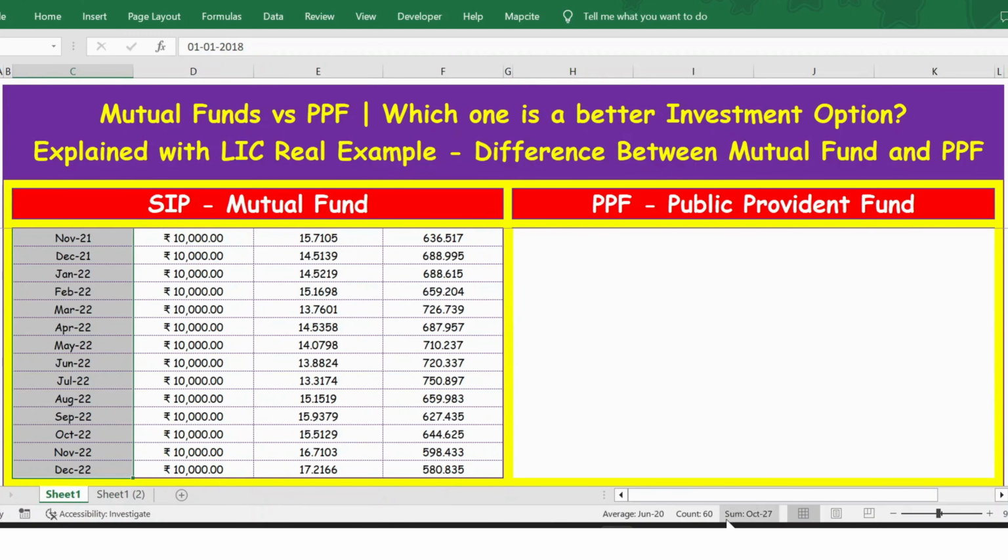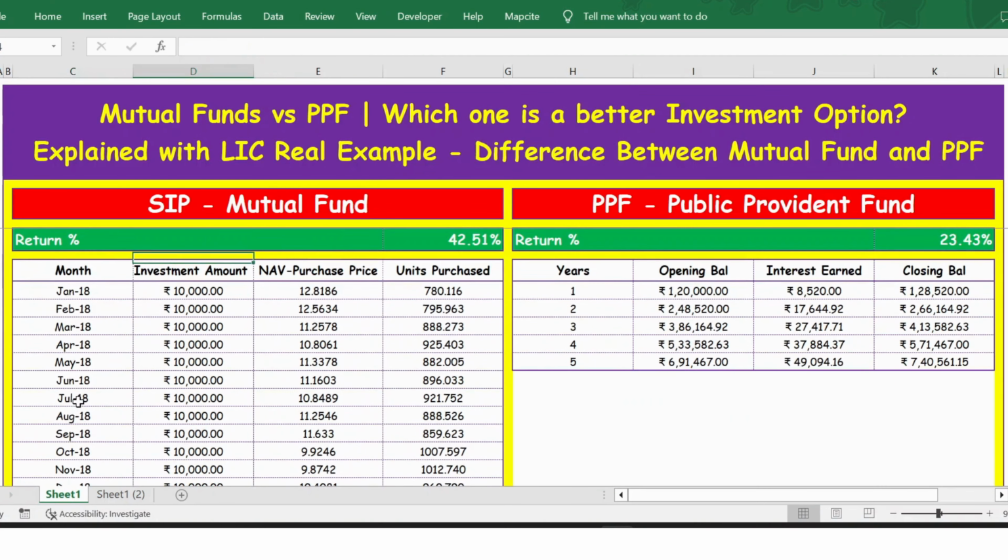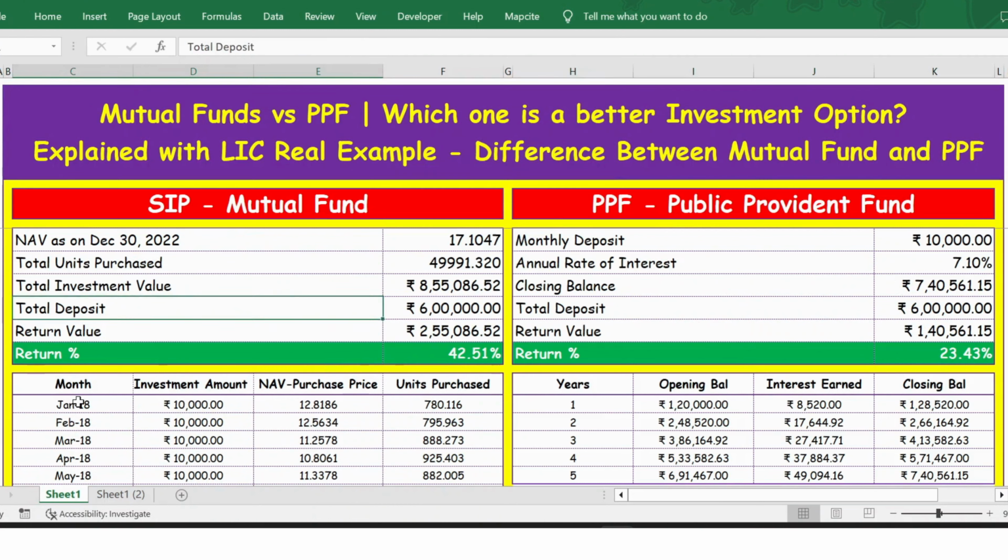So you can see here 60 months, 60 count. So that is for 60 months, for 5 years. And each month, if a person would have invested 10,000 starting from Jan 2018, the person would have earned around 42.5% return, and this return is before the taxable income.